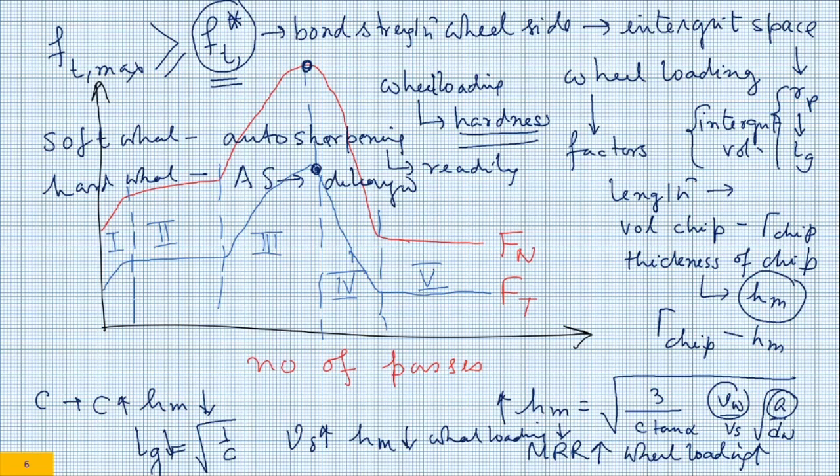Is it desirable? First of all, wheel loading is not desirable. If wheel loading is taking place, that means your choice of process parameter for that particular wheel is wrong. What do I mean by that? You have taken a wheel with less intergrid space. That means it is not an open wheel, it is a closed wheel. And despite that, you are trying to grind at a high material removal rate. You should avoid that.